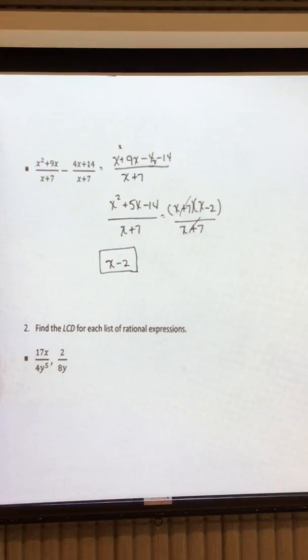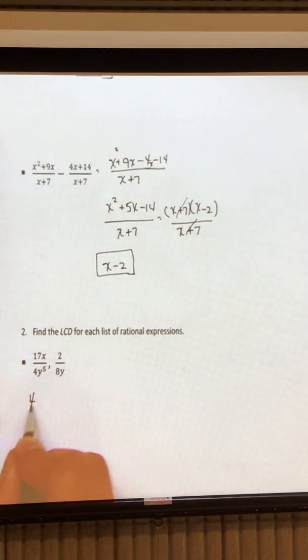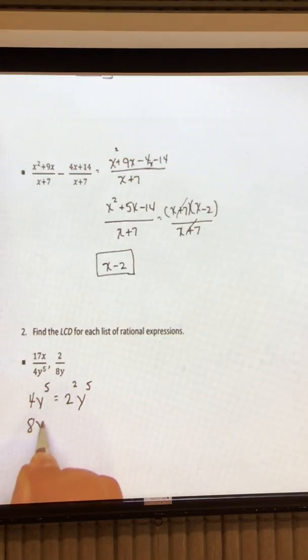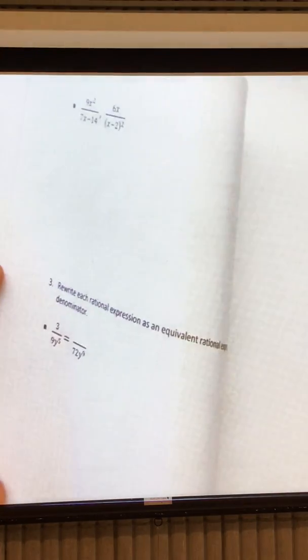Problem number 2, find the least common denominator for each of these rational expressions. So looking at your denominators, you have 4y to the 5th, which is equal to 2 squared y to the 5th. And 8y is equal to 2 to the 3rd y. Therefore, your least common denominator is 2 to the 3rd and y to the 5th, which is the higher degree on both. So going to the next part in number 2.